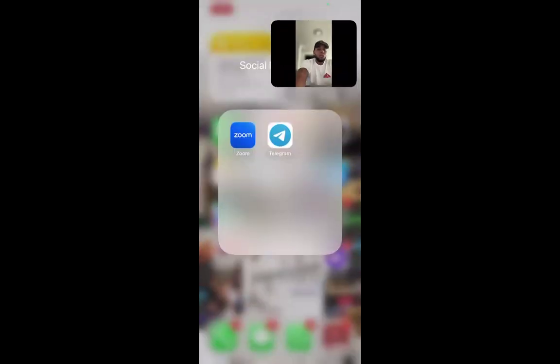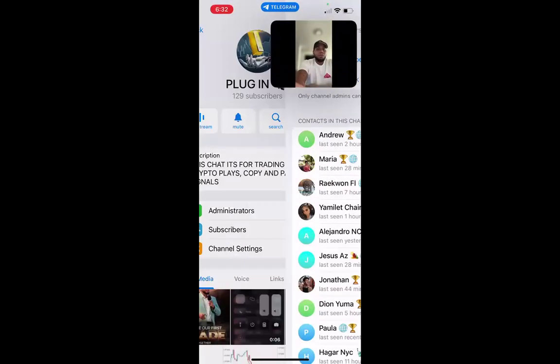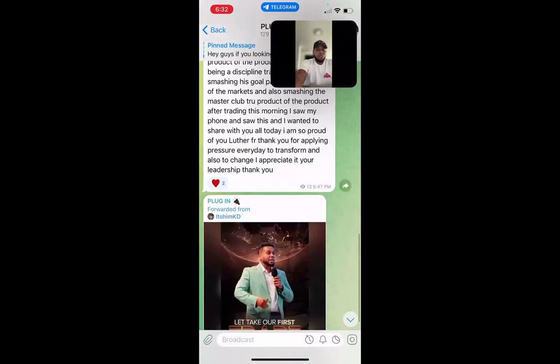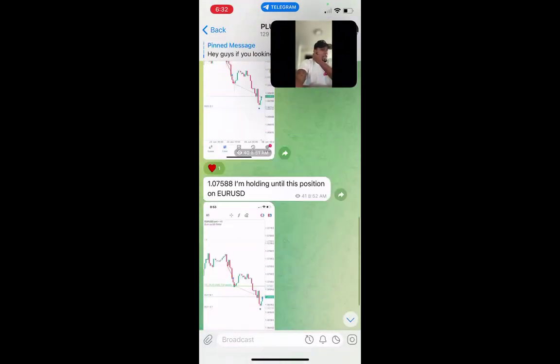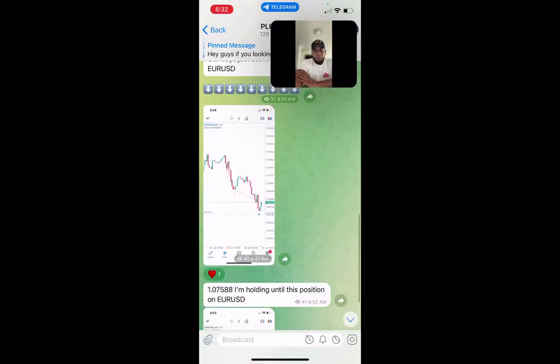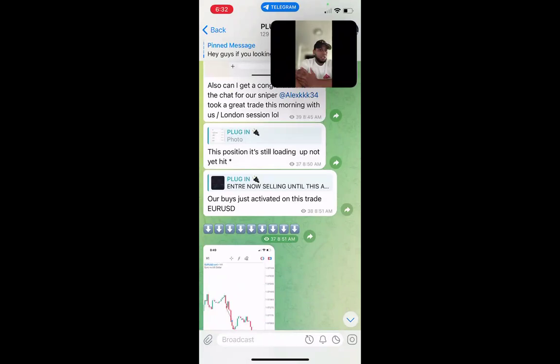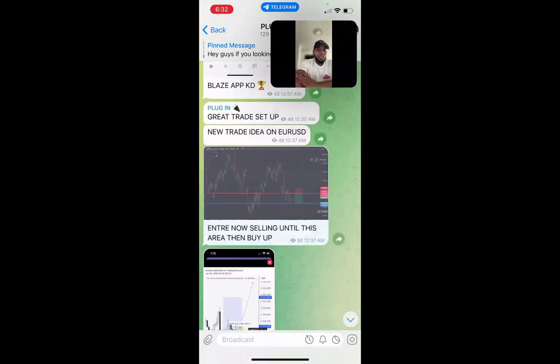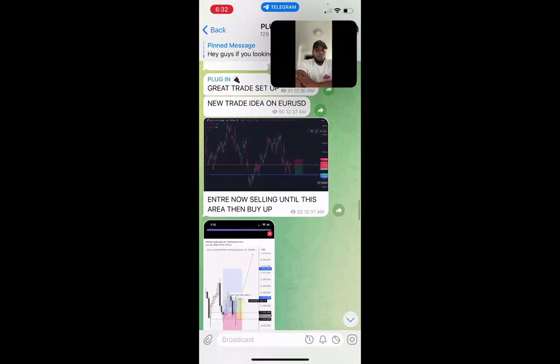I'm actually going to go on Telegram, all right? I called out this trade this week. I reposted it. It's right here. I reposted it this morning because this trade is still active. Okay. So I called out this trade. It's called new trade idea, Euro USD.